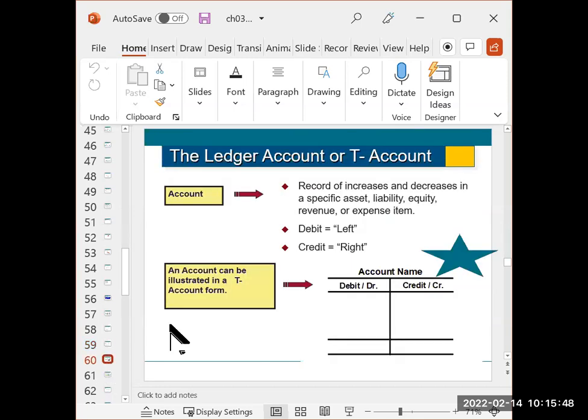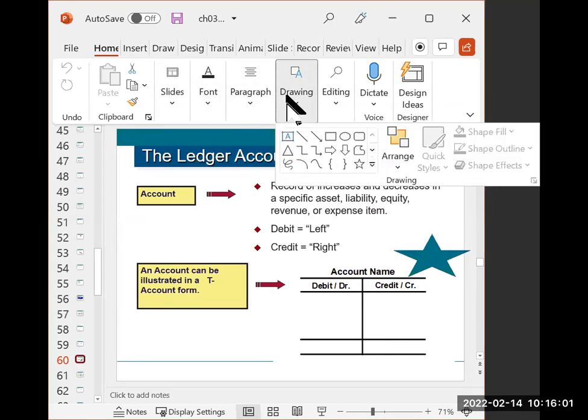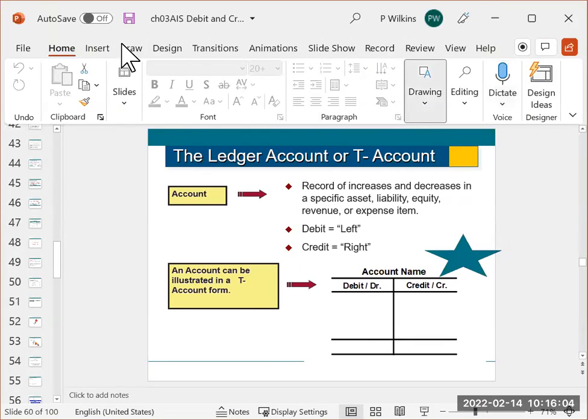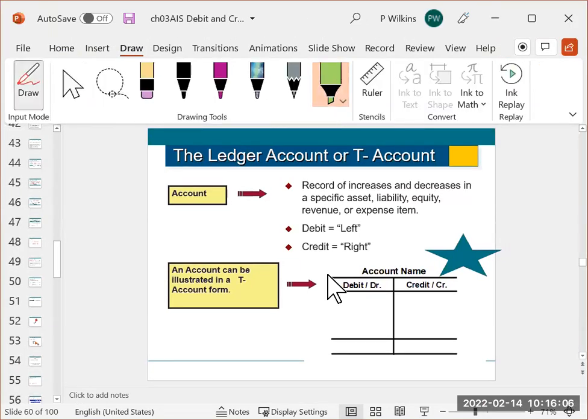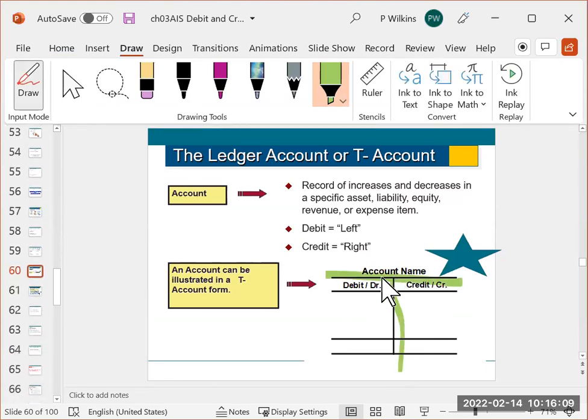All right, so this is an image of a T account. They call it a T account because it looks like a letter T, right? It's got a bar across the top, and then we've got a bar down here, a T. So the left-hand side of the T is the debit side, and the right-hand side is the credit side, all right? Now, here's a very, very important thing that you want to make a note of.